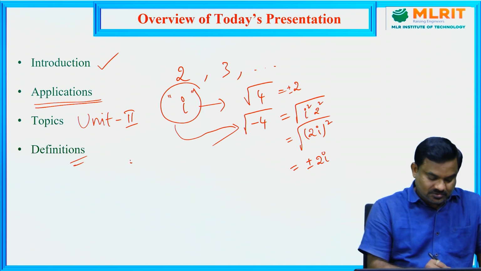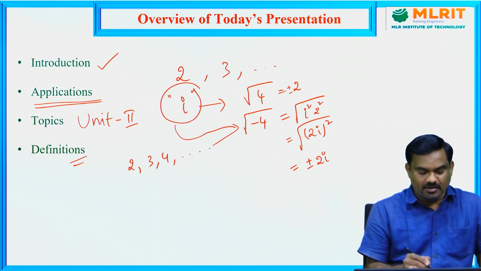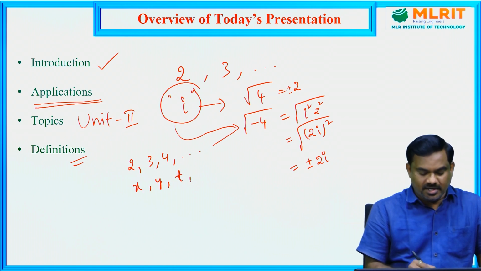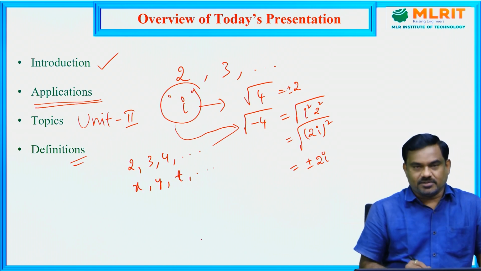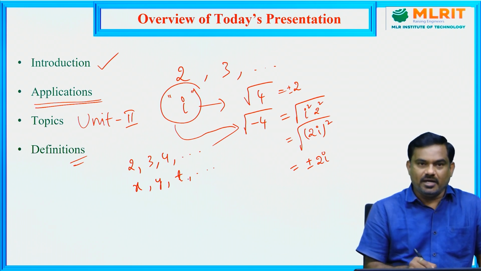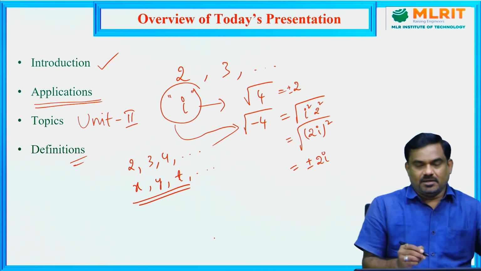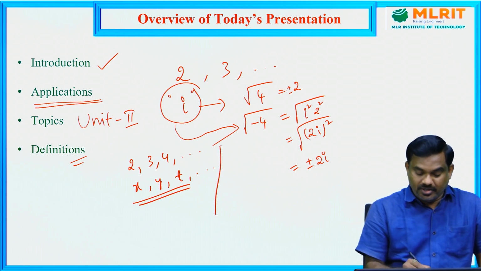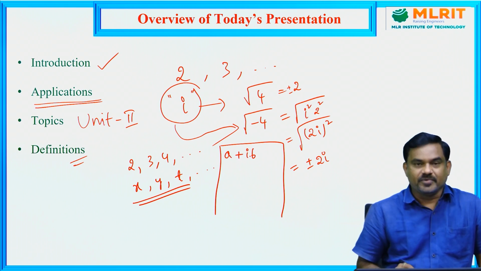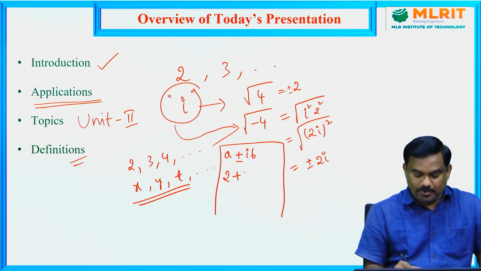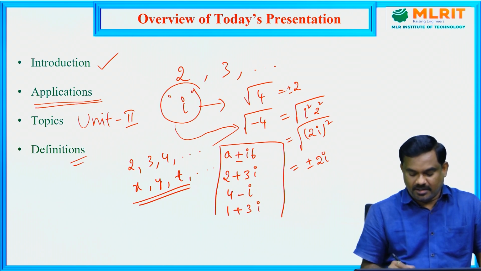Now, 2, 3, 4, all these are real numbers which are constants. If I write x, y, some t, etc., these are variables, real variables, since there is no i. In complex analysis, first we need to introduce what a complex number is. Any number of the form a plus ib or a minus ib can be considered. For example, 2 plus 3i, 4 minus i, 1 plus 3i and so on.